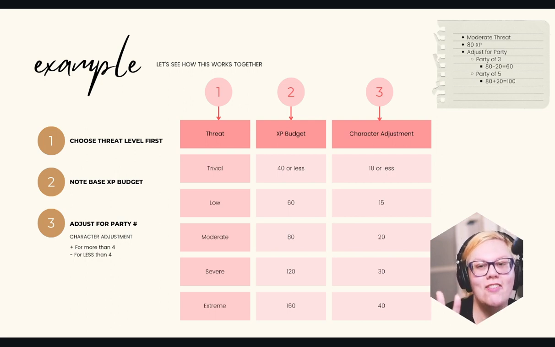So a party of 3 is one character short of a party of 4, so we're going to be subtracting 1 character adjustment amount, which is 20 in this case, taking our total experience points budget to 60. And if we had a party of 5, that's 1 extra character, we would be adding 20, in that case, bringing the total to 100.